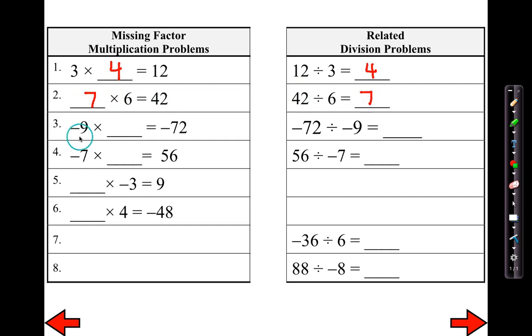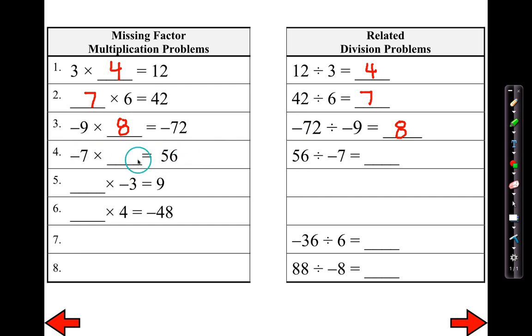7. So here, negative 9 times what gives me negative 72? Well, I want it to be negative, so I'm going to have to make this a positive 8. And the same way, you can think of this as a negative 72 divided by a negative 9. Well, a negative divided by a negative is going to be positive. And let me check. Does 8 times negative 9 equal negative 72? The answer is yes.